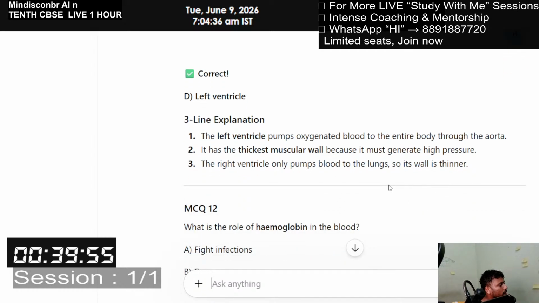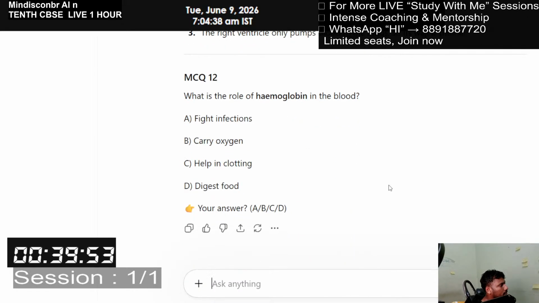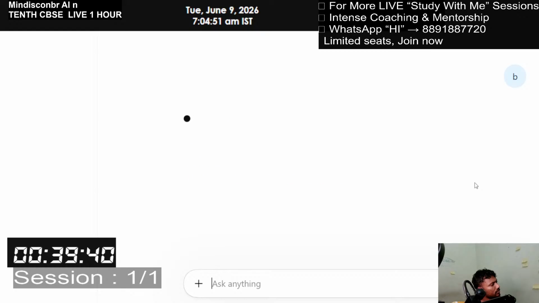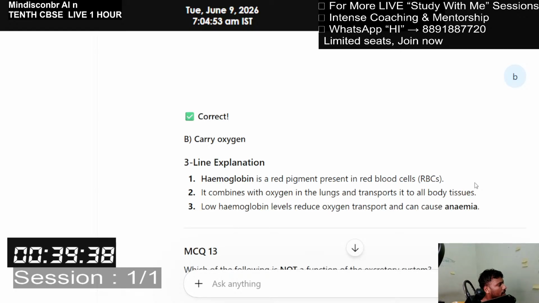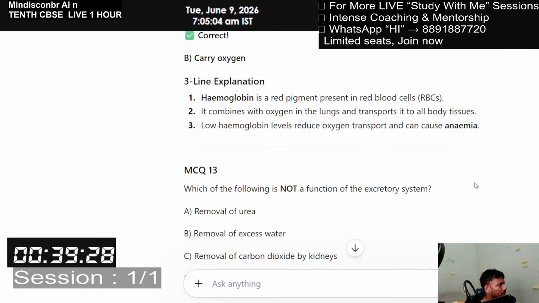What is the role of hemoglobin in the blood? Hemoglobin carries oxygen. Hemoglobin is a red pigment present in the RBCs. It combines with oxygen in the lungs and transports it to all body tissues. Low hemoglobin levels reduce oxygen transport and can cause anemia.